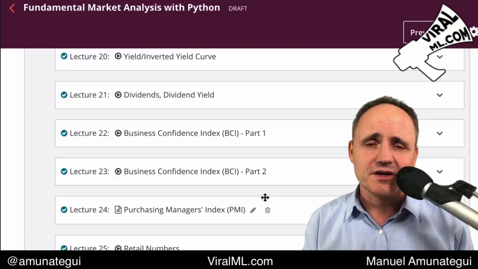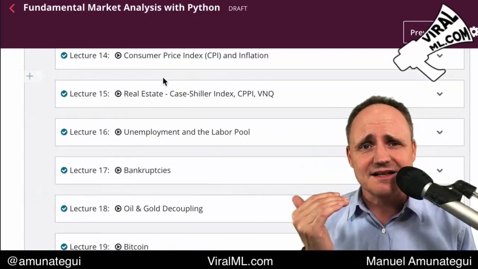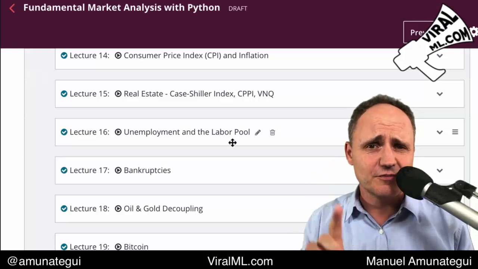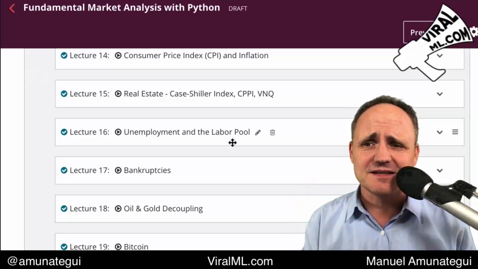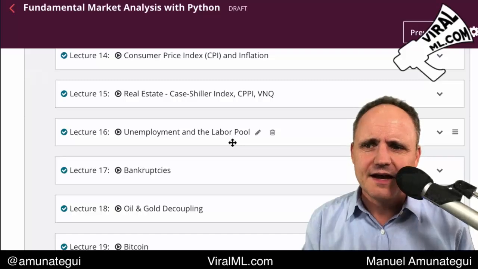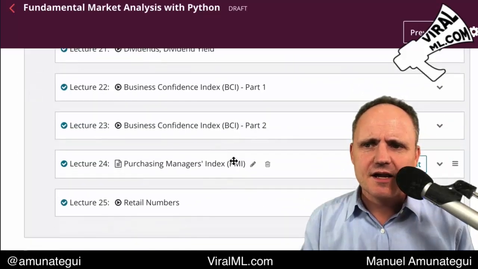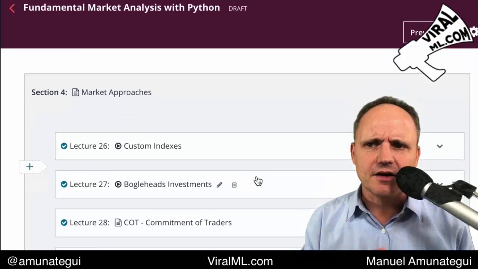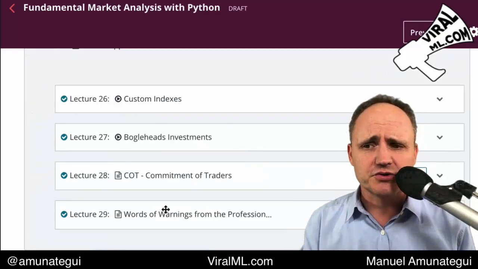Unlike, for example, the real estate ones, which are based on past sales, right? So it's looking at the past. It's still very useful because it's aggregating the information, but it's based on the past. We're looking at retail numbers and a bunch of other things, like the Commitment of Traders report, which I showed you a taste of.